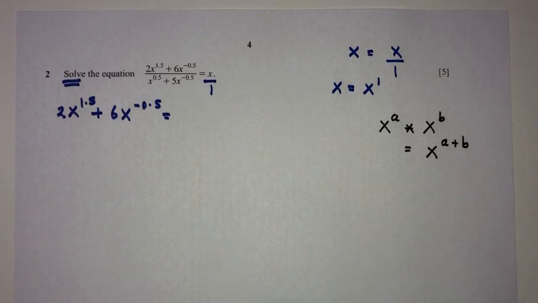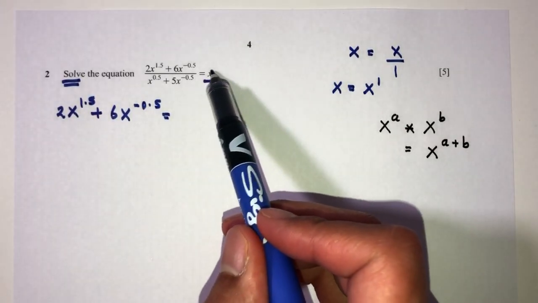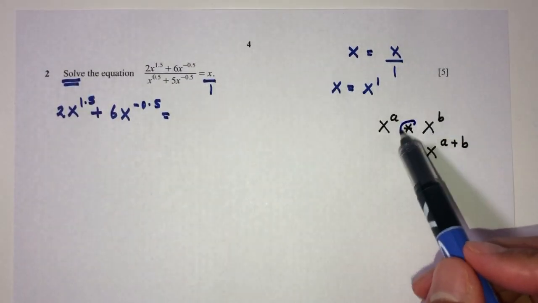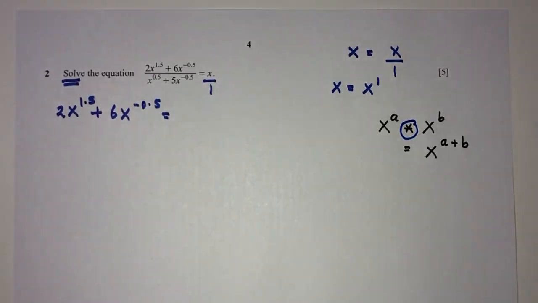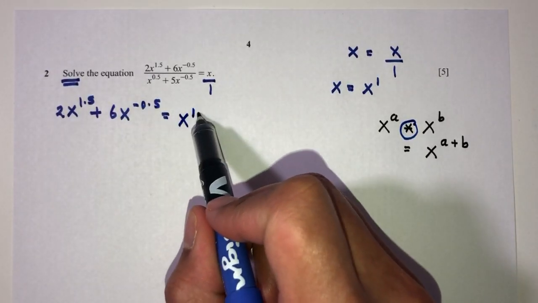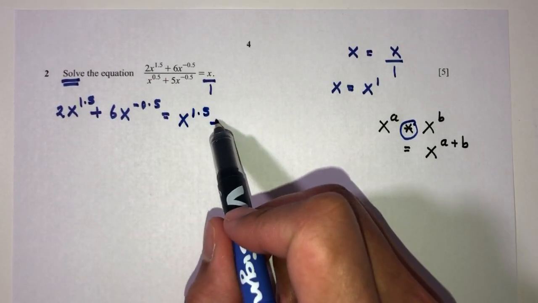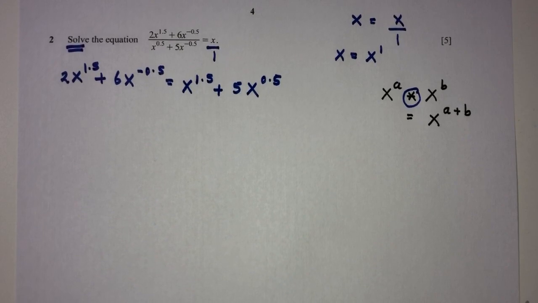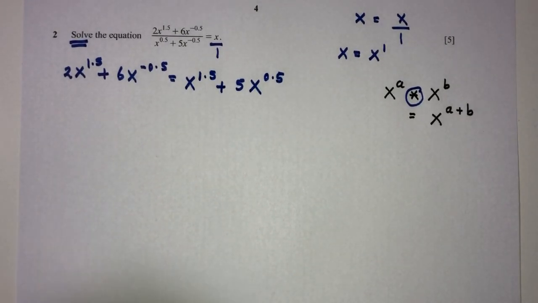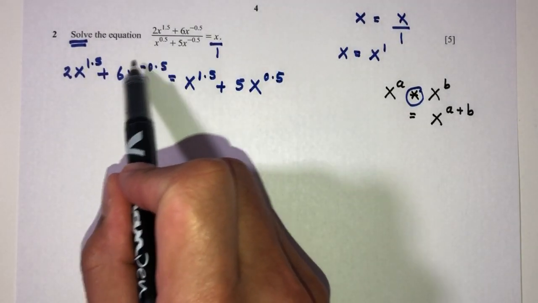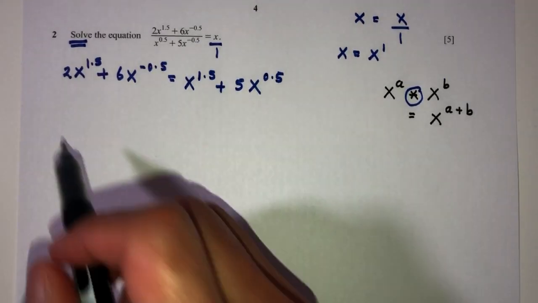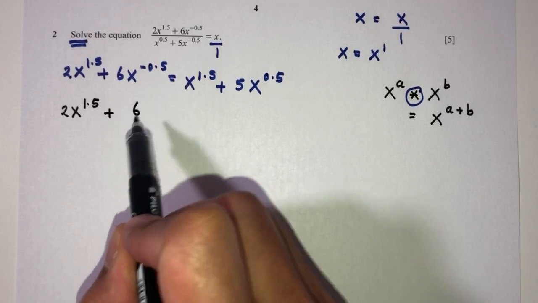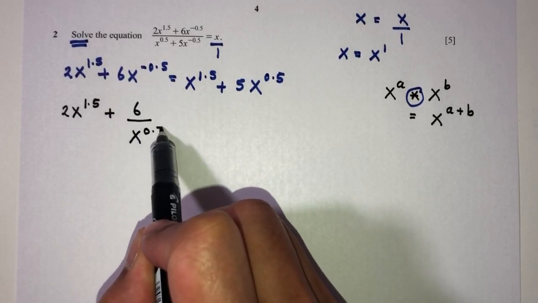Okay, so same thing happens here. We have x power 1 times x power 0.5. Because it is times, we have to add the powers together. You will have x power 1.5. For this one, 5x power 0.5. Okay, now let's rewrite this equation. So here we have this as negative, so let's make it become positive. So we have to write this like this: 6 over x power 0.5.